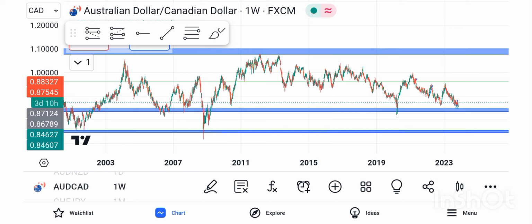Now we're going to be looking at AUDCAD and how we can make profits from AUDCAD. Oh, I'm excited about this one.